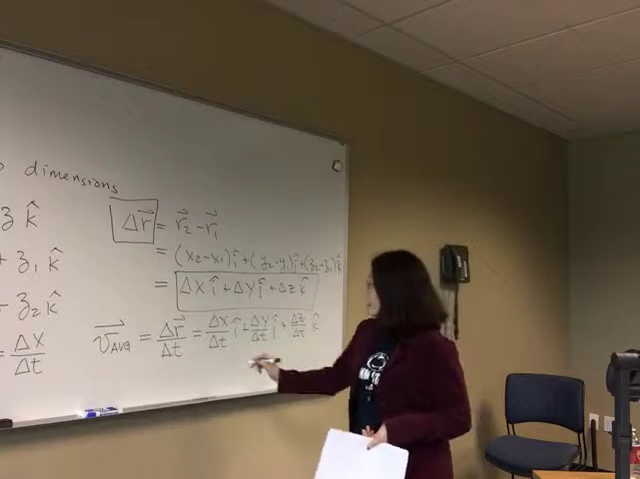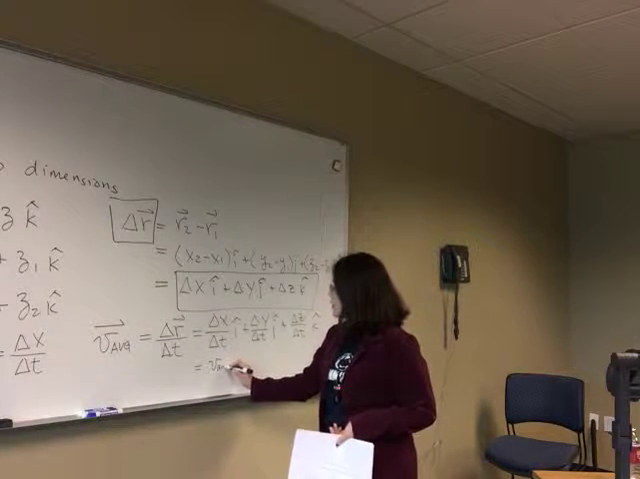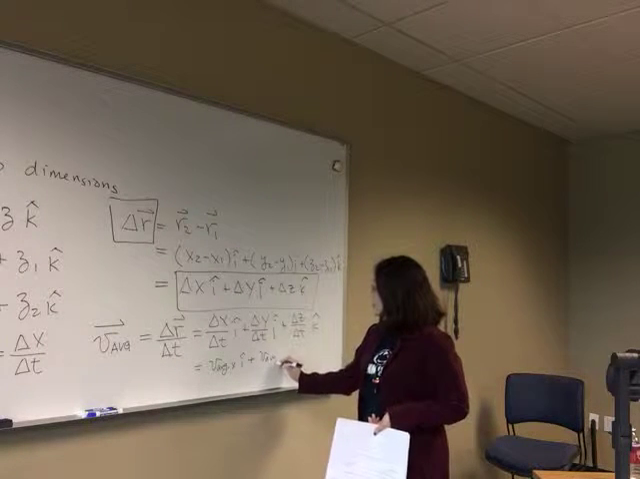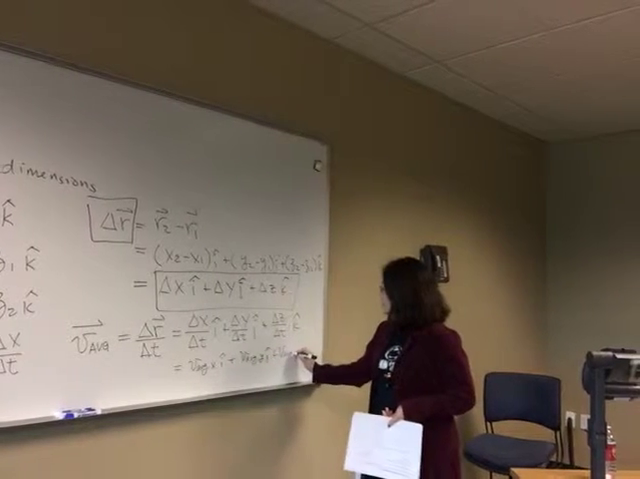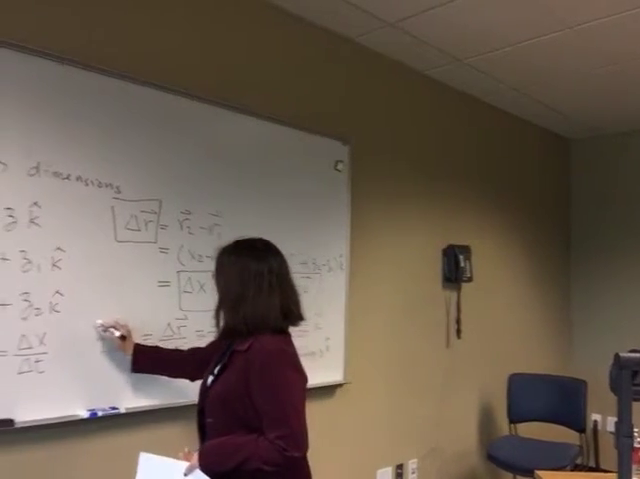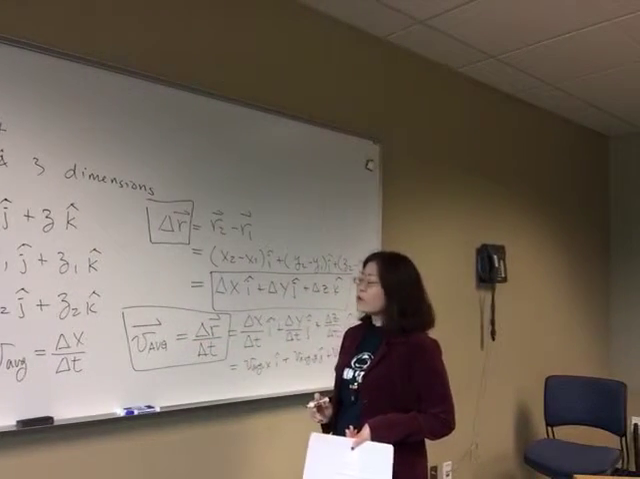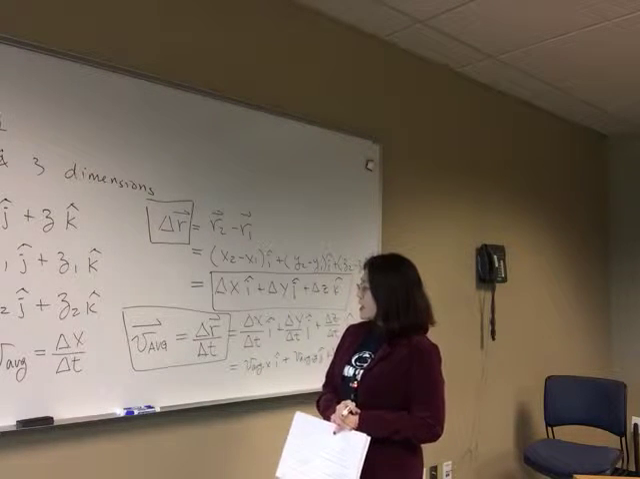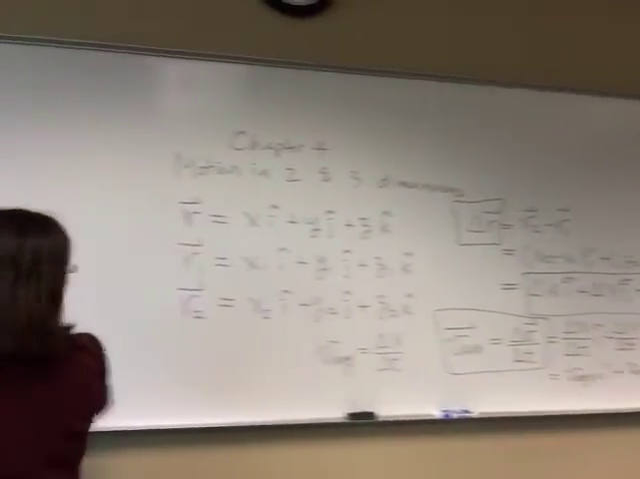Okay? So in that case, what you have here is that you can say this is your average velocity in the x direction, and then average velocity in the y direction, j hat, and then average velocity in the z direction, and then k hat. All right, so this is what we have here. In shorthand, that would just be this. The average velocity is basically equal to the displacement over the time interval.